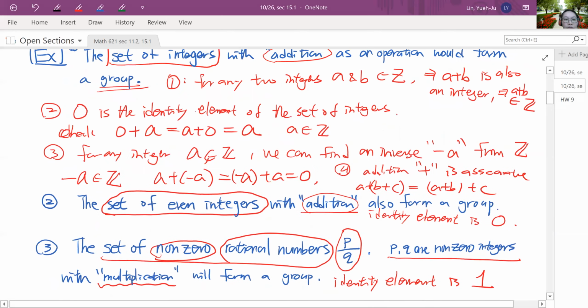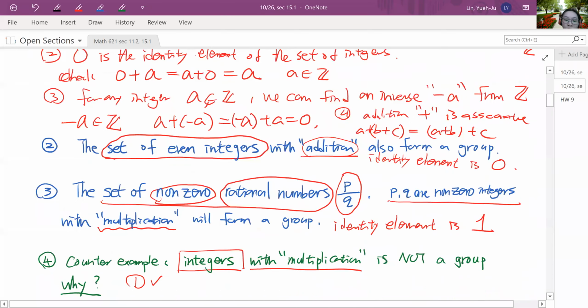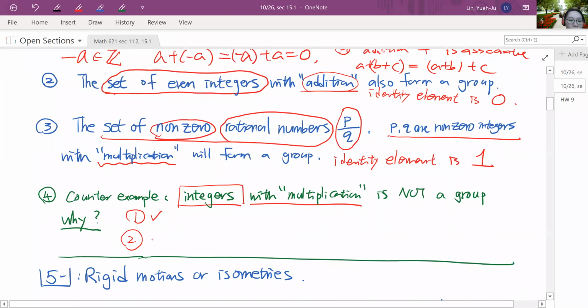Second criterion, you want the identity element. 1 is an integer. 1 times any integer will be itself. So you actually have an identity element. So number 2 is also okay. The identity element is 1 in this case.